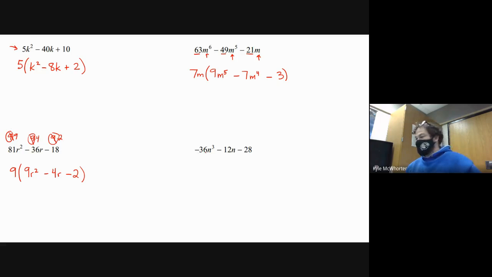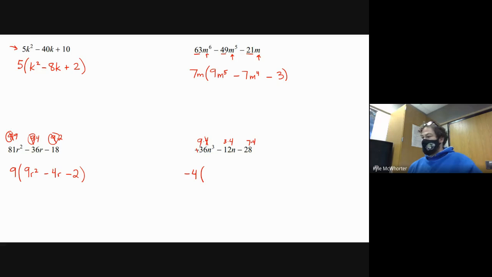And then again, if your leading term is negative, you want to factor out the negatives with it. So what goes into 36 and 12 and 28? Let's see, 28 is 7 times 4, right? 12 is 3 times 4, and 36 is 9 times 4. And there's not an n in the last term. So the most that we can take out is 4. But since the leading term is negative, we're going to factor out -4. Okay, so we're taking out the 4 and the negative.